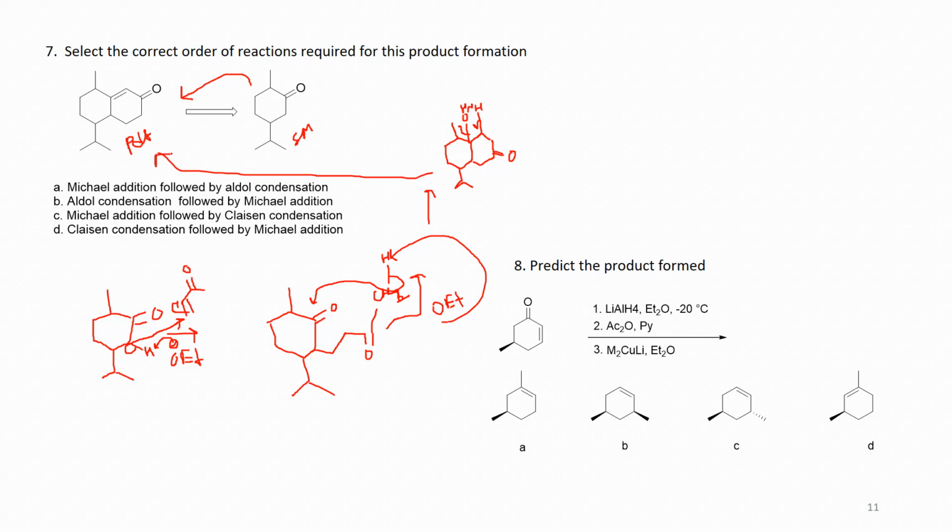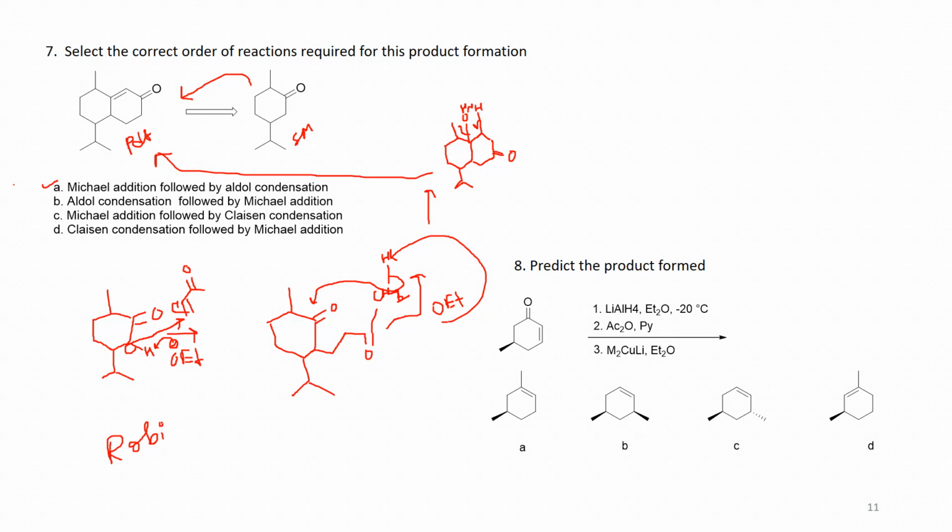Okay, so this reaction is a combination of Michael addition followed by aldol condensation. So the option will be option A. This is also known as Robinson annulation. The total compact version is called Robinson annulation.